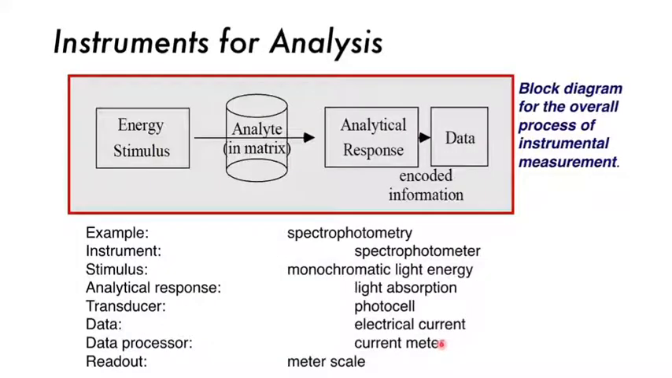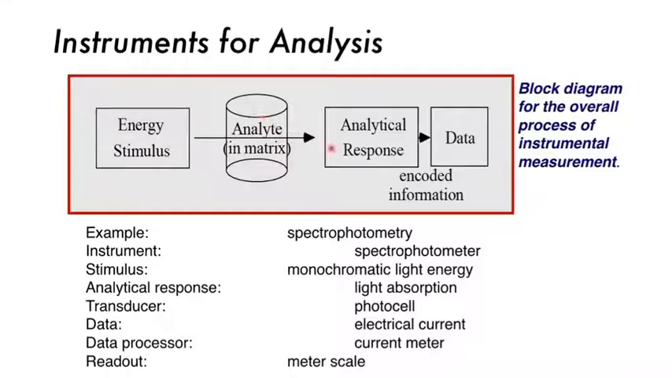Okay, so this is kind of what the setup looks like. We have our energy stimulus, which is our source of energy, and it passes through some analyte, which happens to be in a matrix. Then this gives us our analytical response, which is caused by the change in the energy after it has interacted with the sample. Say we're doing an absorption measurement: the energy before it reaches the analyte and the energy after it reaches the analyte should be different. And so that will produce an analytical response dependent on what wavelengths are interacting with the sample, because not all of them do. It's an important consideration.